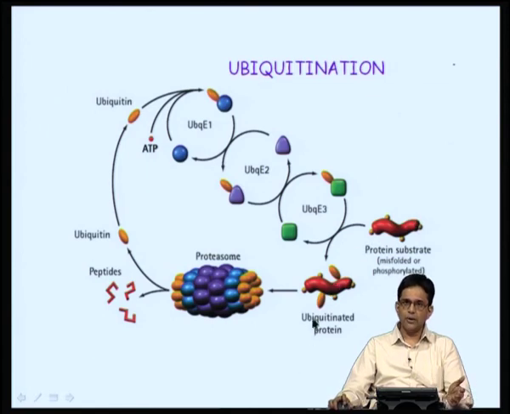It gets polyubiquitinated. This polyubiquitinated protein is recognized by the 19S, and it's unfolded, and then the proteasome cleaves it into peptides. And these peptides can either bind to MHC class 1 molecules, or they can be degraded by aminopeptidases and carboxypeptidases into amino acids, and that can be recycled back for protein synthesis.